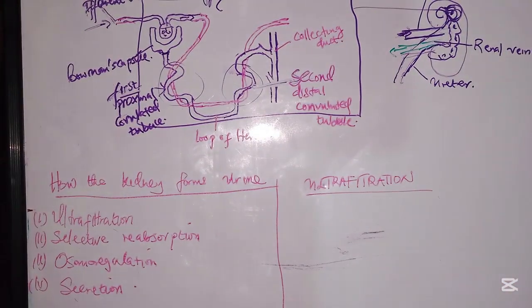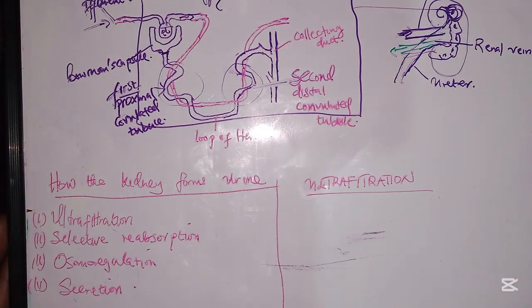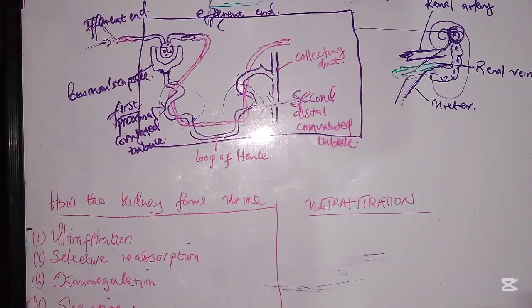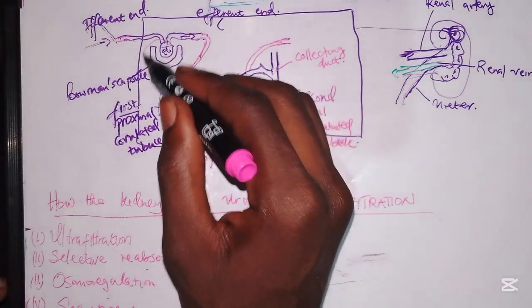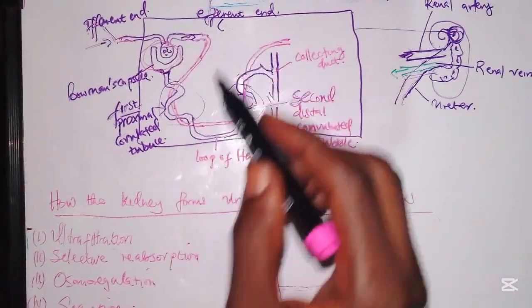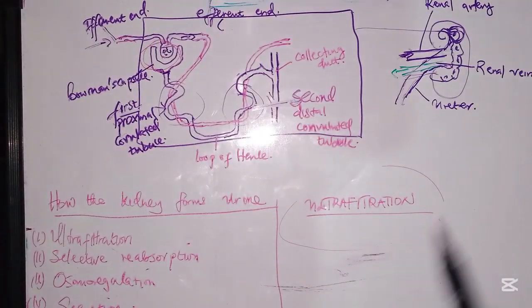nephron. So whenever we are talking about ultrafiltration, you have to know first where it is taking place. So ultrafiltration takes place where? In the Bowman's capsule. So this part is where ultrafiltration takes place.